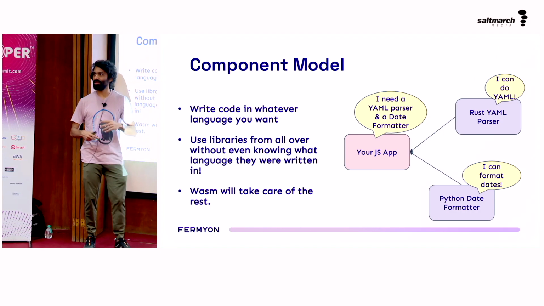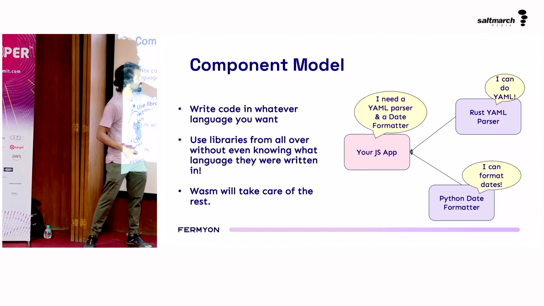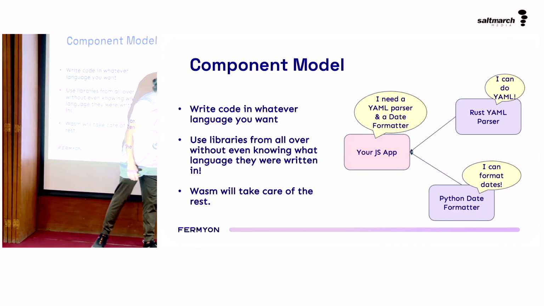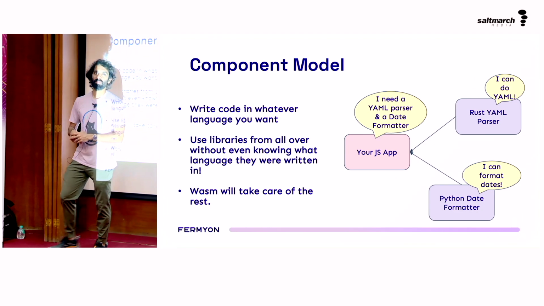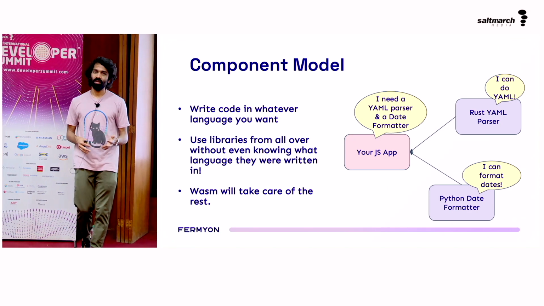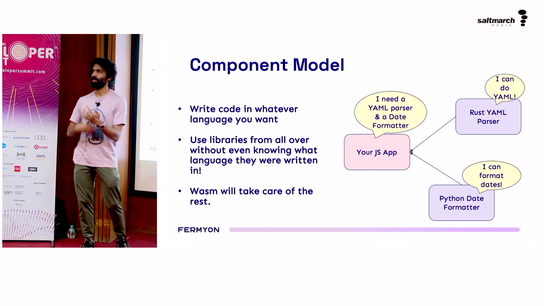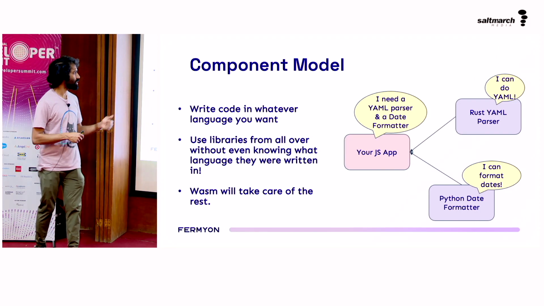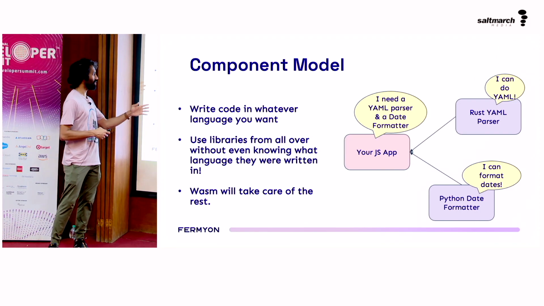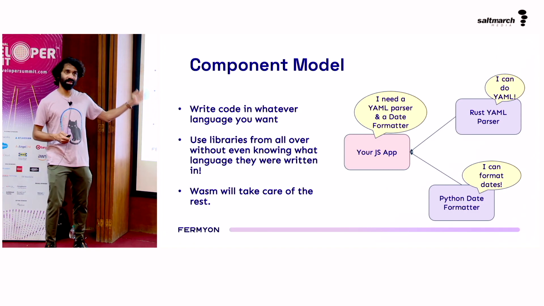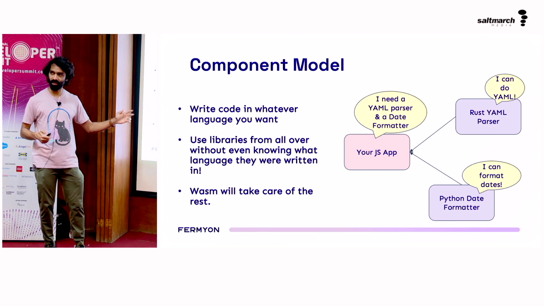So in the near future, and even now, in fact, your JavaScript app can talk to a Rust YAML parser and can also talk to a Python date formatter, all in the same program. Because each of these will convert to WebAssembly, which can all work together, right? So this is the future of WebAssembly, which is the component model. It's very exciting. It's live right now. You can try it out yourself.